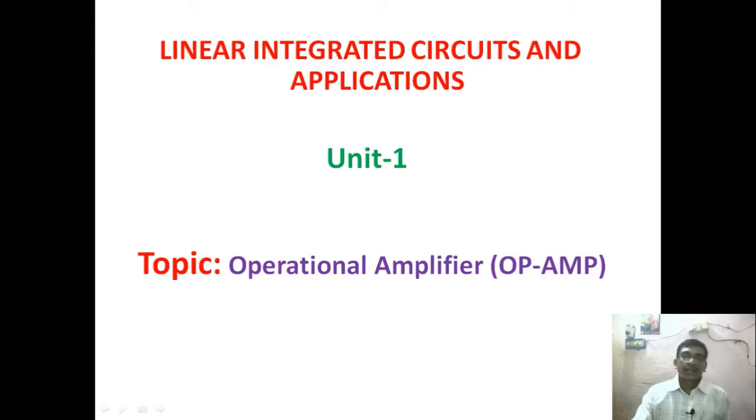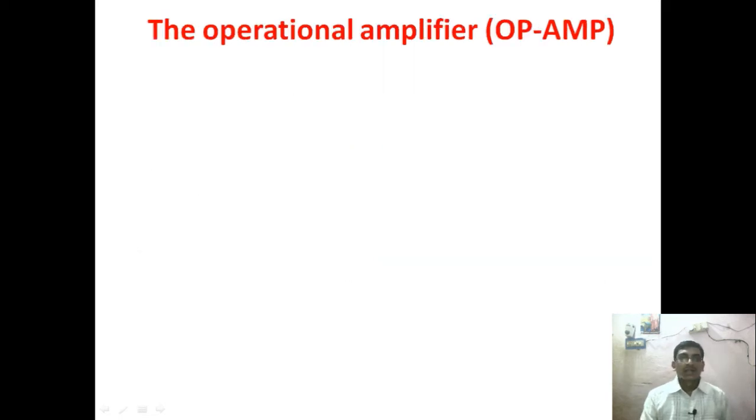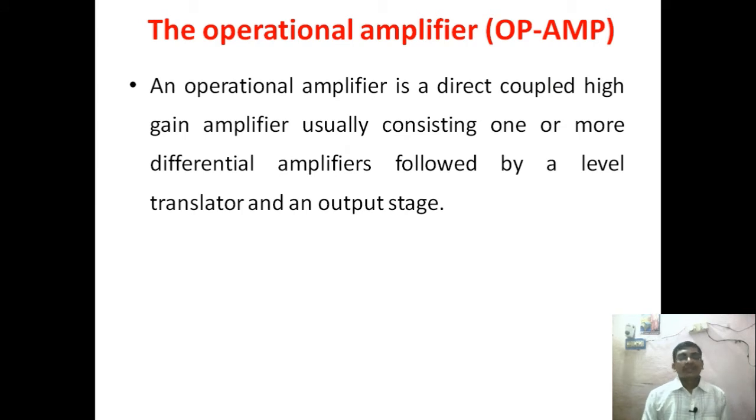Next topic in our linear IC applications is the operational amplifier. In short, it is called an op amp. So the operational amplifier definition: an operational amplifier is a direct coupled high gain amplifier, usually consisting of one or more differential amplifiers followed by a level translator and output stage.